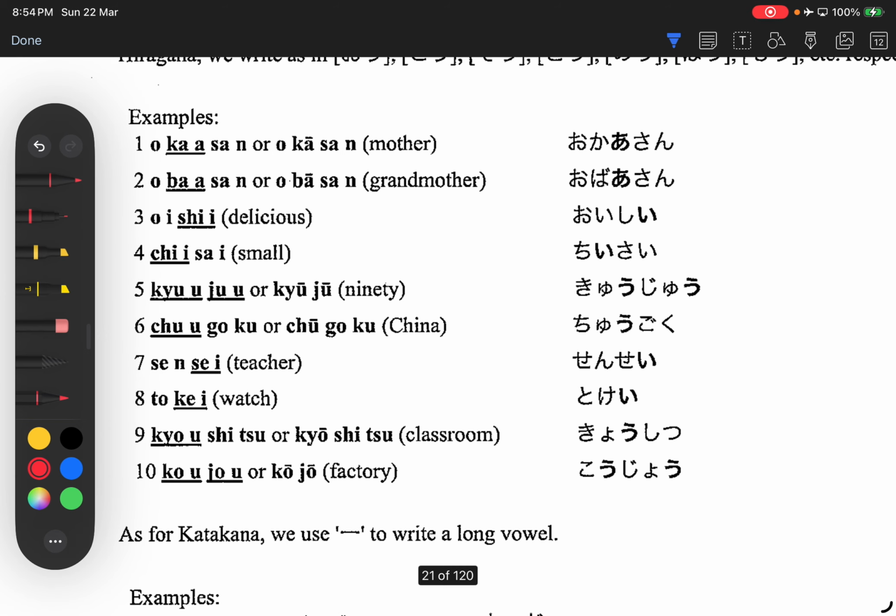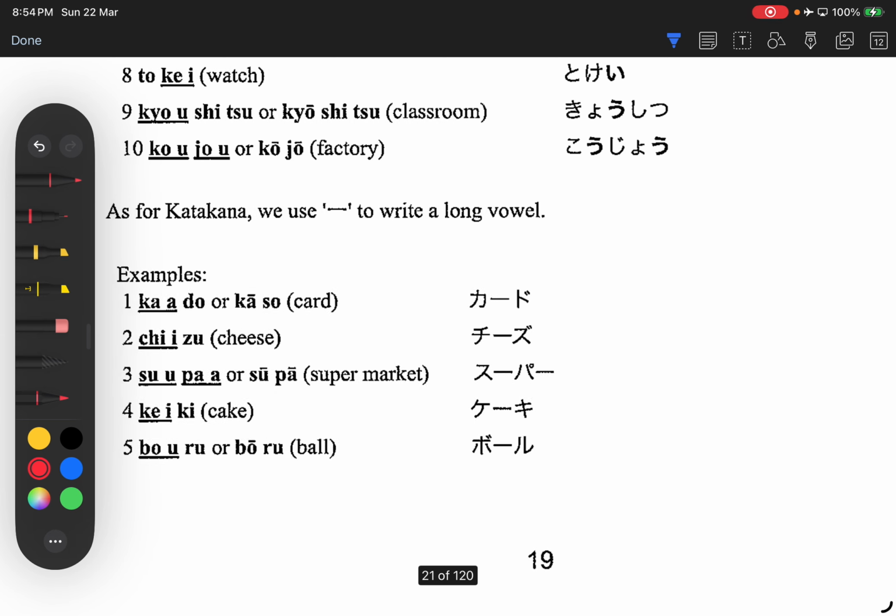So how to write the long sound for hiragana? Basically just add one more vowel. But how to write it in katakana? We will represent it with a dash. The dash will be the long sound. Right? So for example, kado.